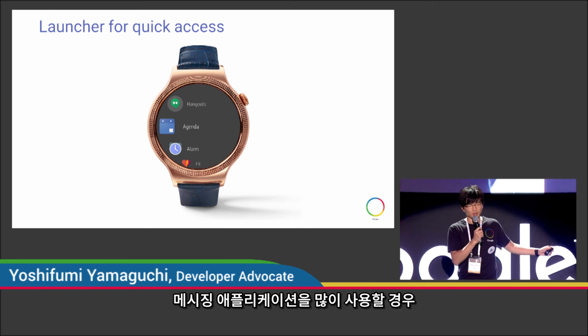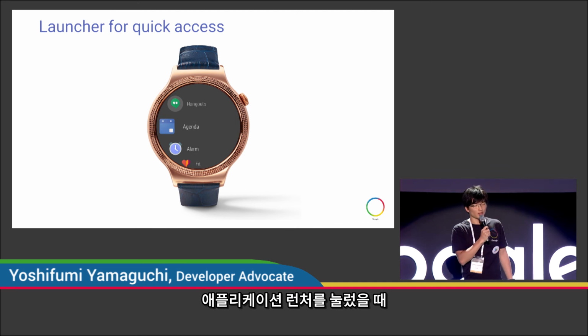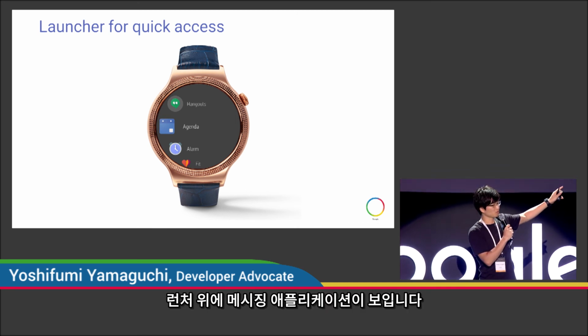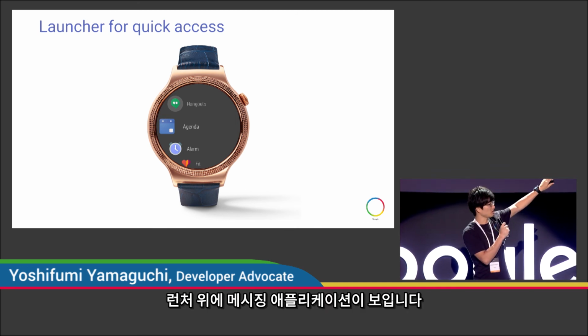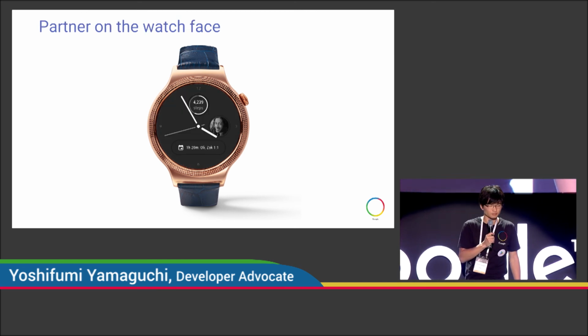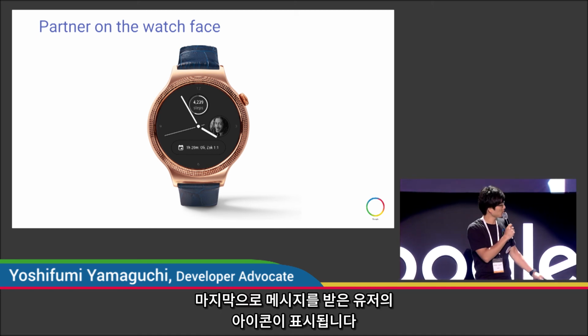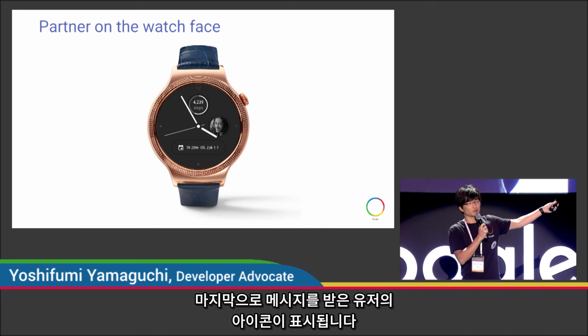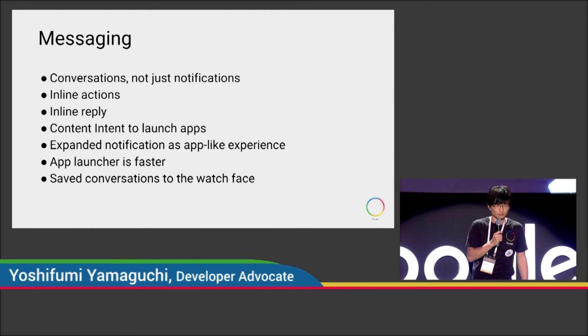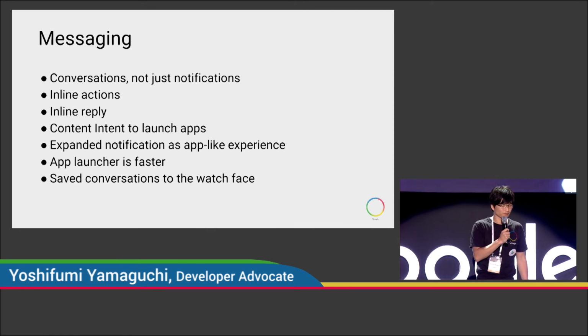Then if you use the messaging application a lot, and you press the application launcher, you see your messaging application at the top of the launcher. And finally, the complication API supports messaging as well. So you see the icons of the users who sent you the last messages. So these are the updates from messaging.